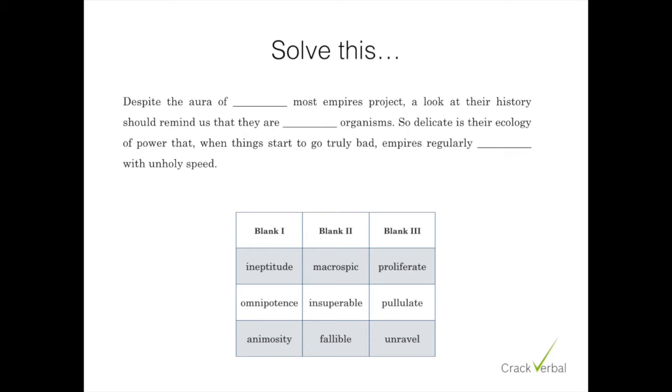Before you get started, a quick reminder of your process. Start by reading the text for gist. Pick the easiest blank. Once you've done this, figure out what word could fill this blank. Eliminate the answer choices that do not fit, then move on to the next blank.